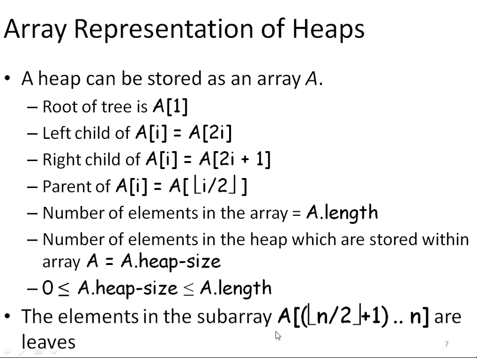Since the heap data structure follows the nearly complete binary tree property, all the values present from index position n by 2 plus 1 to index position n are leaf elements. That means all the values from index position floor of n by 2 plus 1 to n will not have any children. They are the leaf nodes.